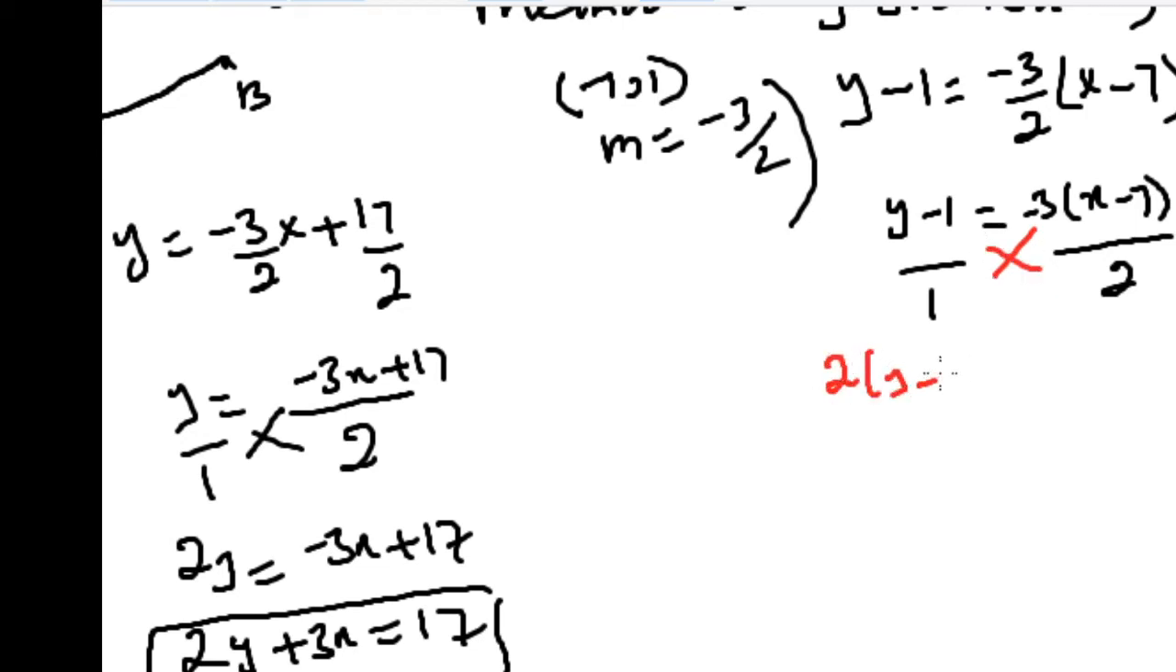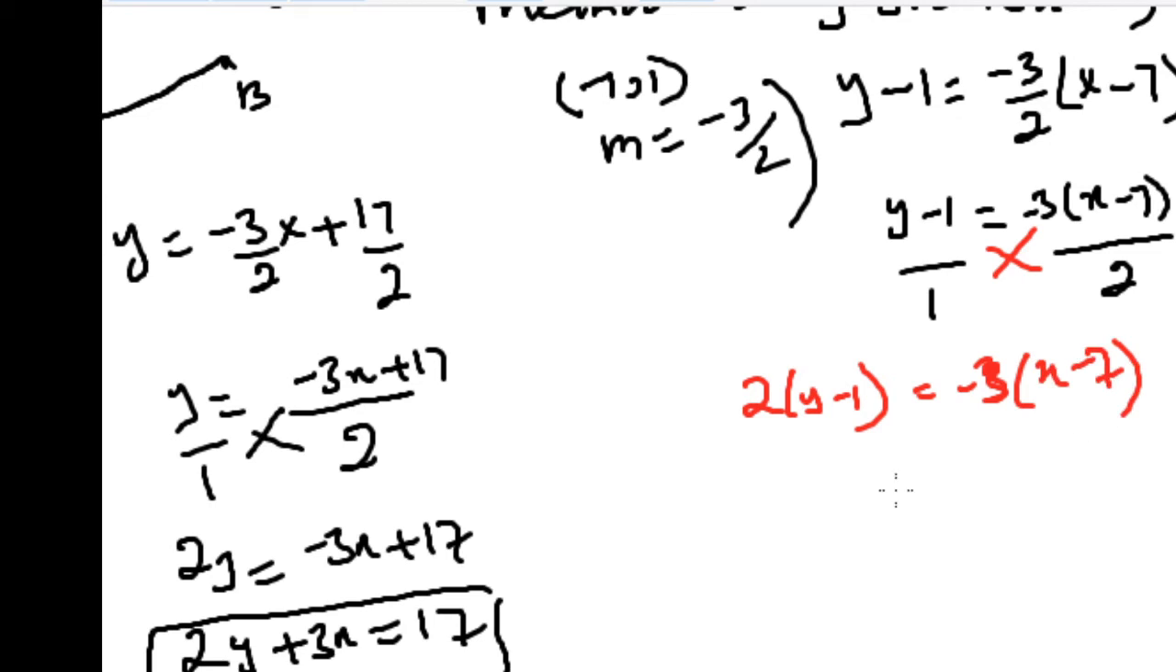So 2 into y minus 1 is equal to 1 into minus 3 and x minus 7. So the result becomes, I'm doing it again here because it's not visible. It should be clearly visible. Now cross product here. So 2 into y minus 1 is equal to 1 into minus 3 into x minus 7. So 2y minus 2 is equal to minus 3x plus 21.